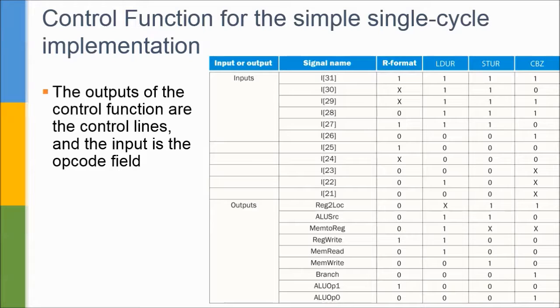Now we have seen that R format, load, store, and CBZ instructions operate in steps. So let's continue with the control implementation. The control function can be defined by this following figure. This figure defines the logic in the control unit as one large truth table that combines all the outputs and uses the opcode bits as input.